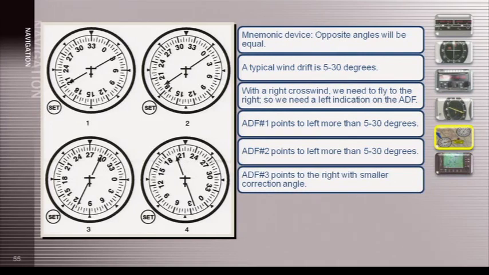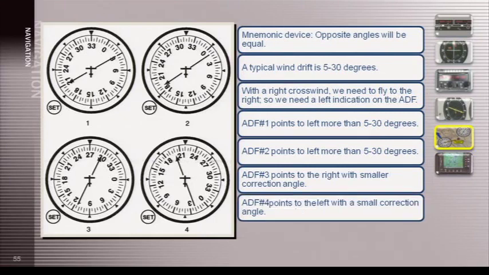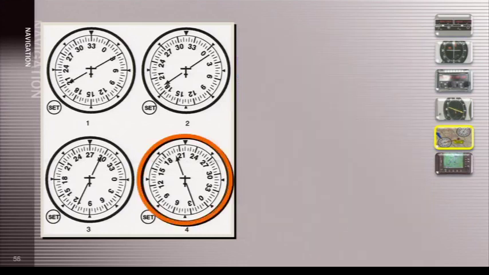The tail of the needle points to the left, but the head of the needle points to the right. Remember, we have to fly to the right, so we're going to get a left indication on our ADF needle. You can rule this one out. That leaves number 4. Here's the needle pointing off to the left, which means we're flying to the right to compensate for that crosswind. It's a small enough angle that it could be between our 5 and 30 degrees.